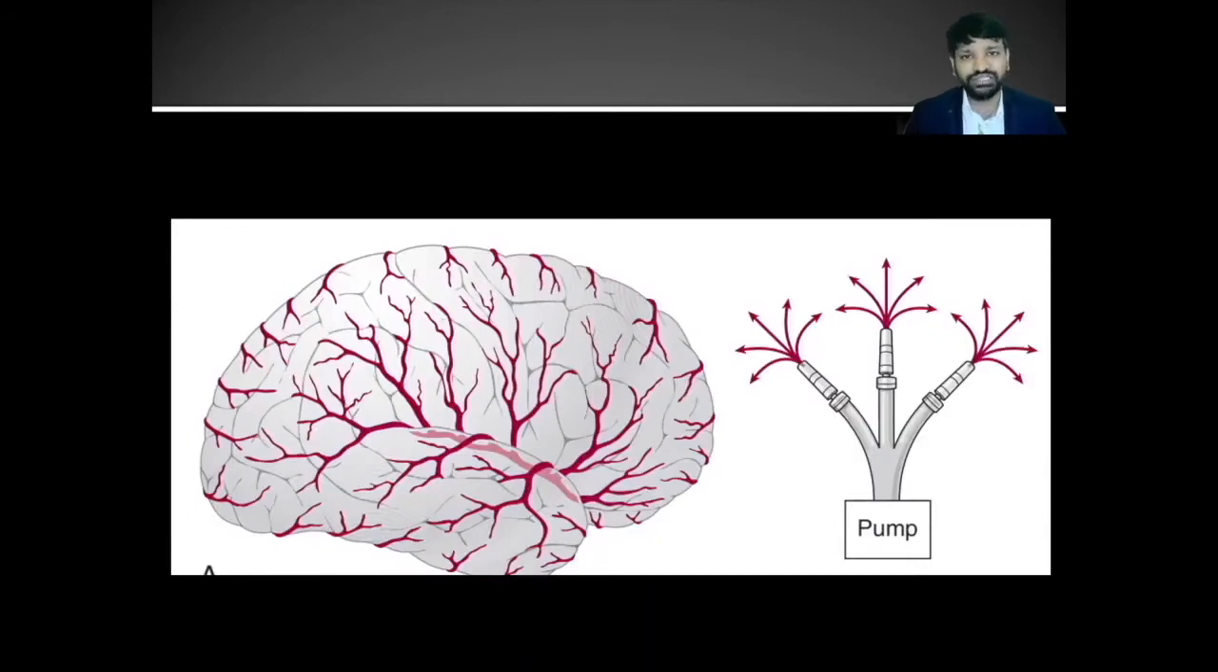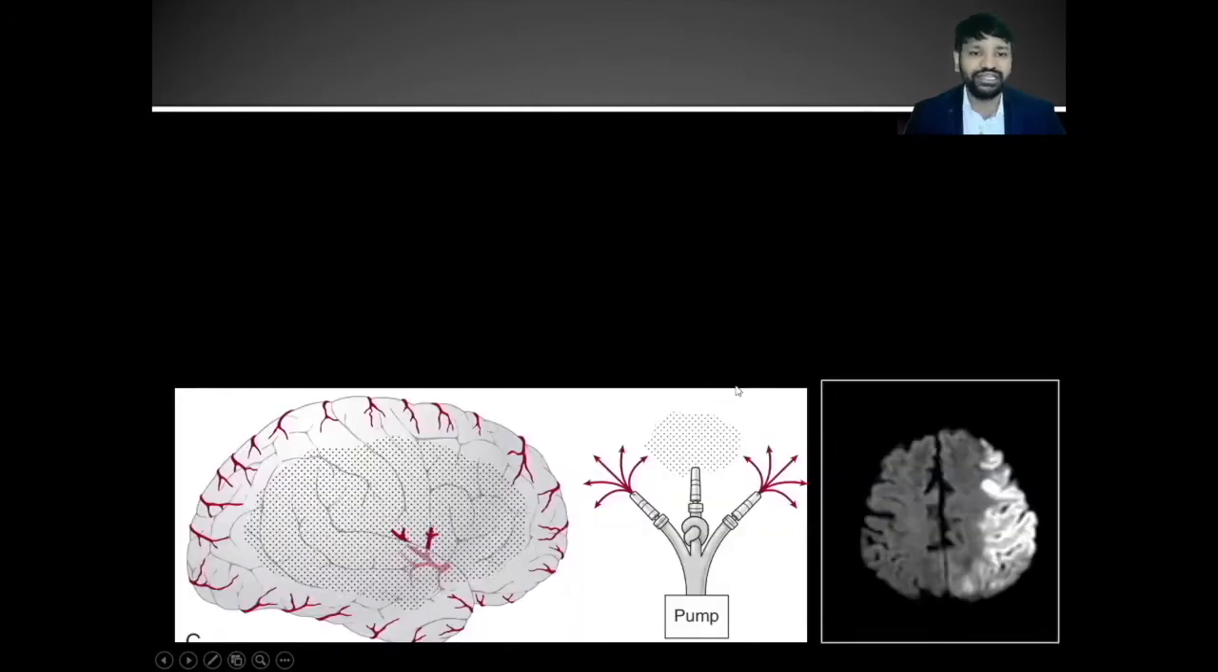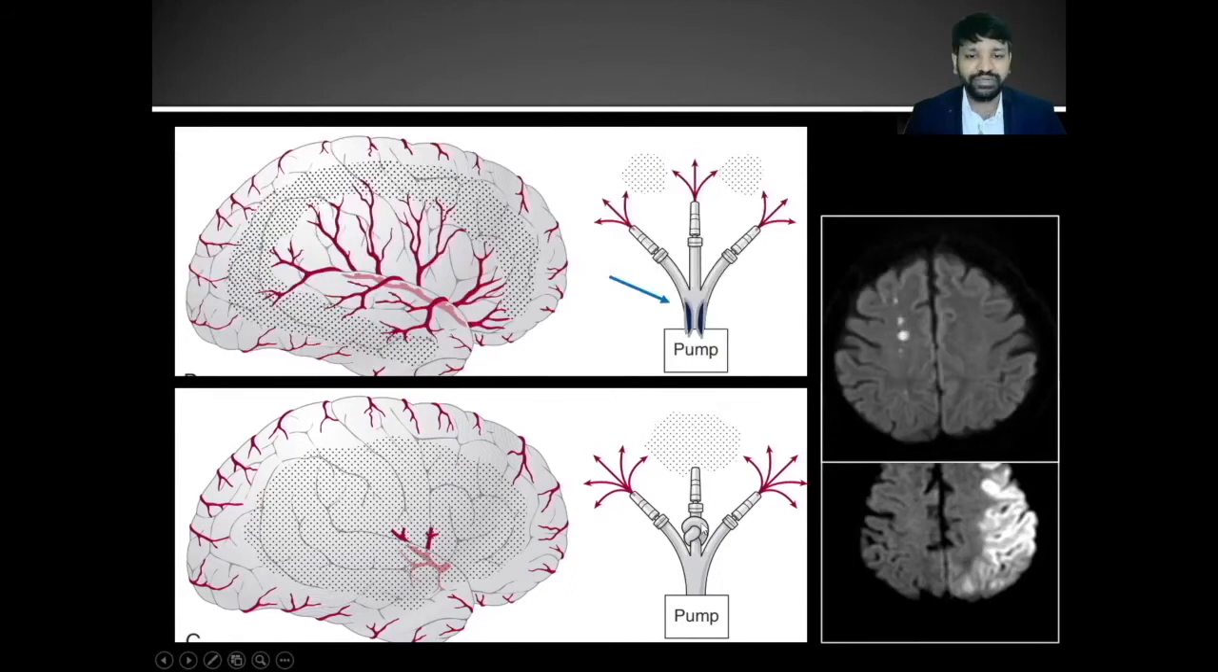Let's look at an analogy. Let's say the brain is supplied by vascular pumps, and each of these vascular pumps is supplying some area of the brain. And in a given scenario where there is an occlusion of one pump, similar to occlusion of one artery, now what will happen? The area which is supplied by this particular artery will not get the blood supply, so it will undergo infarction. Whereas in another case, instead of complete occlusion of the artery, let's say there is a severe narrowing of one of the major arteries.